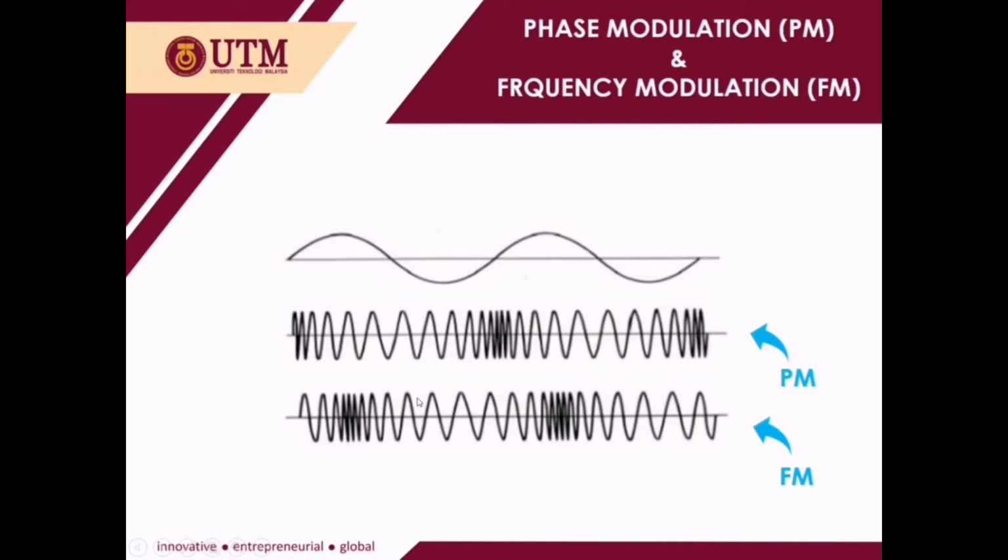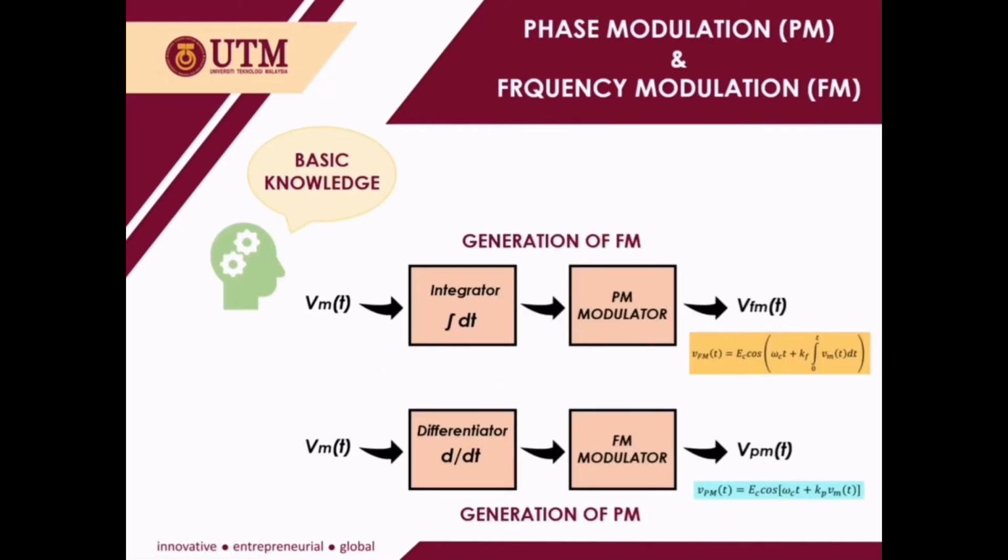Next, let's see phase modulation, PM. When the modulating signal is rising, the resulting PM will have a high frequency. And when the modulating signal is falling, we can observe here that the phase modulated signal will have a lower frequency. Next, these are the ideas on how we can generate an FM signal by using a PM modulator and vice versa.